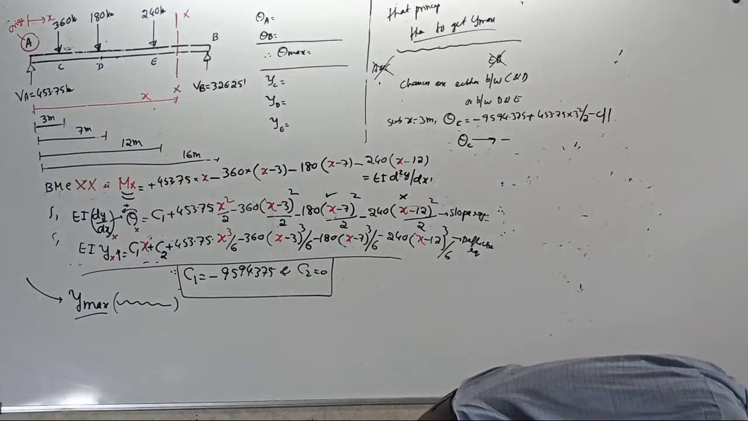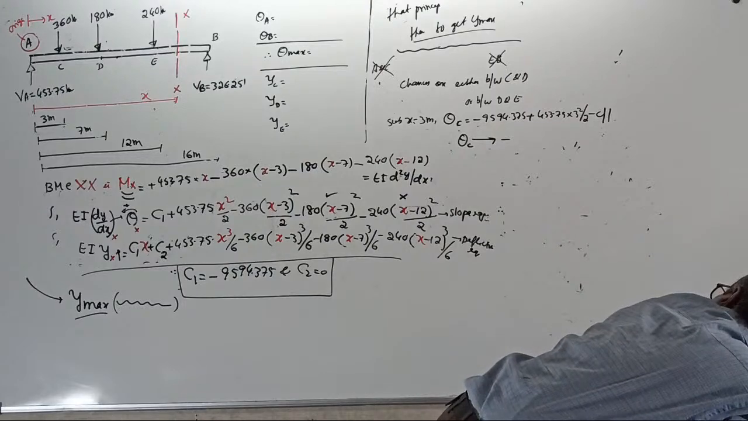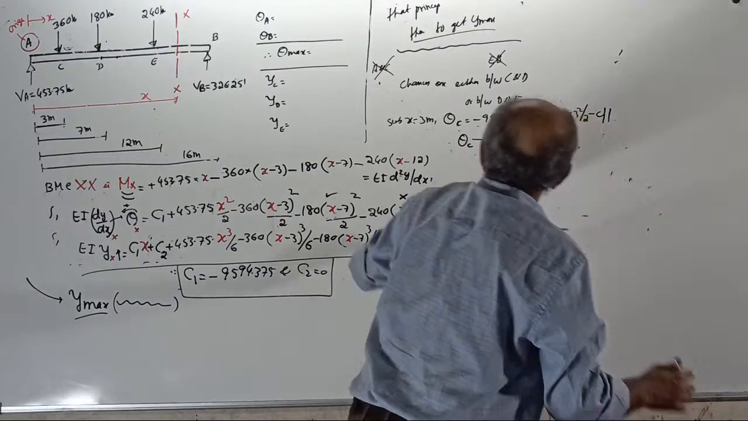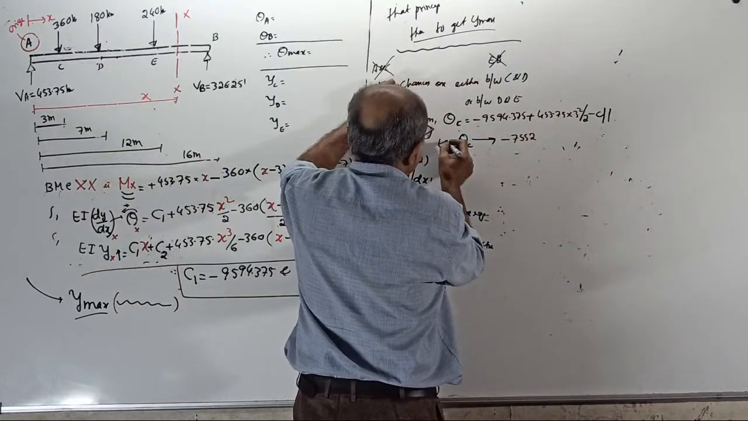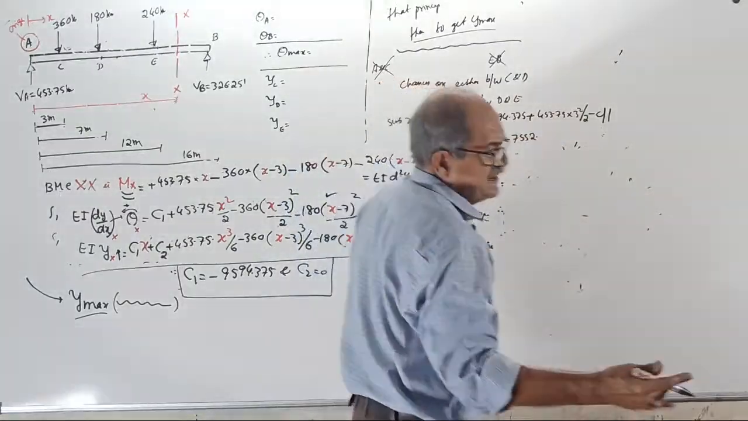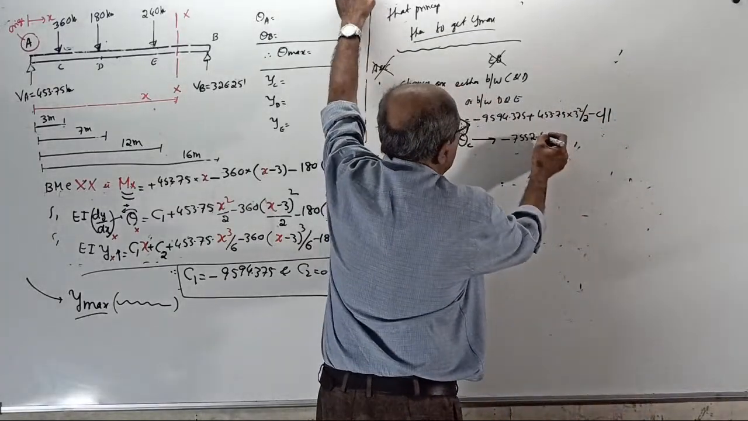7552. Okay, minus 7552. This is EIθ at C. 7552. The answer is not required. 7552.5, answer not required. Don't waste time.